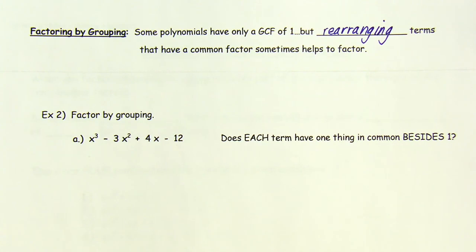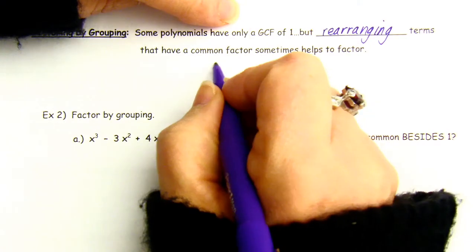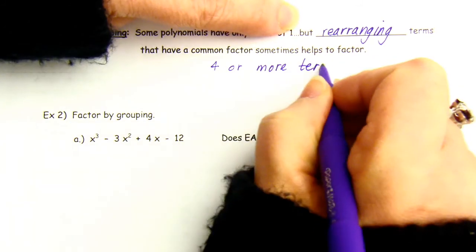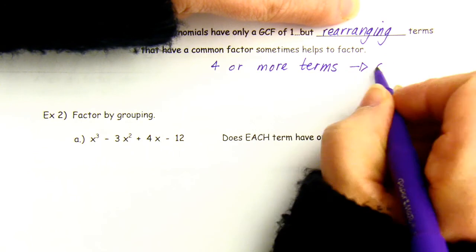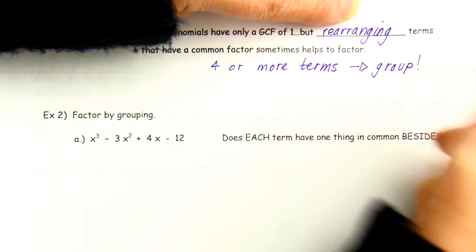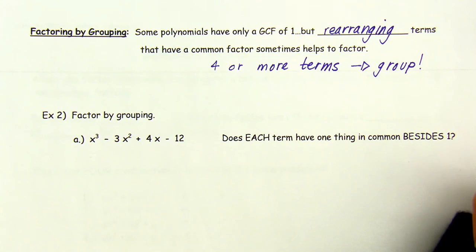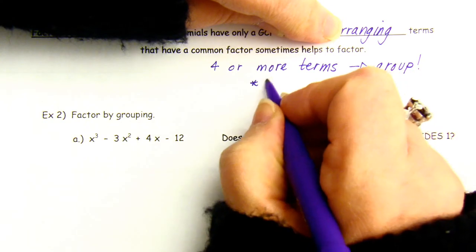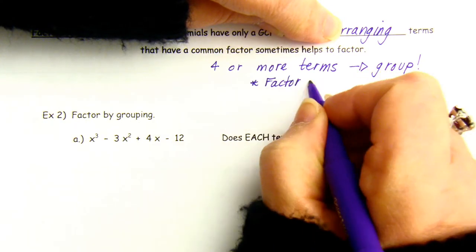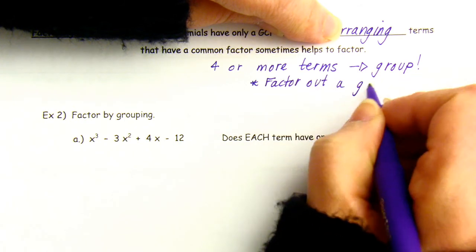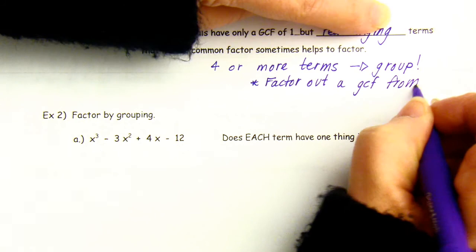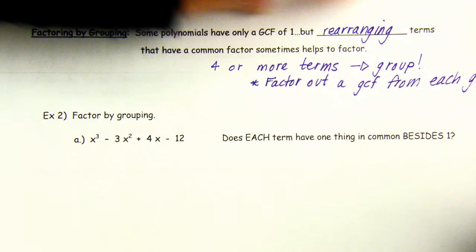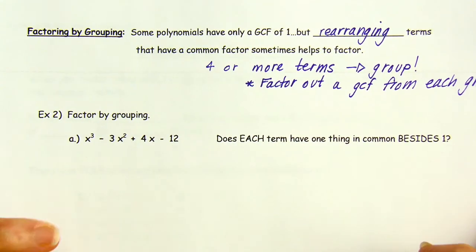And again, when you have 4 or more terms, we're going to factor by grouping. And when you group, you're really looking for a GCF in each group. Okay? So that's a big star. You're going to factor out a GCF from each group. All right, let me move that over. From each group.